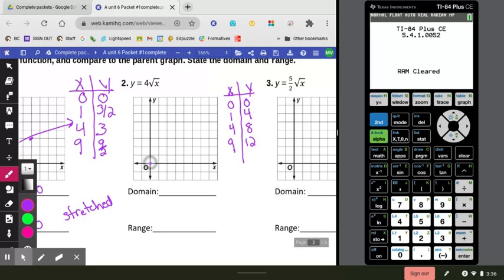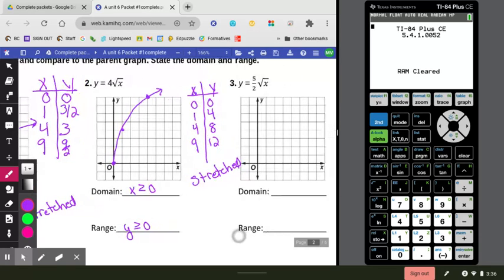Plot what we can. So 0, 0, 1, 4, 4, 8, and 9, 12 definitely isn't going to fit. So you can see this is stretched significantly more. It goes up much higher before it starts to curve. Our domain is still x is greater than or equal to 0, and our range is still y is greater than or equal to 0. Because domain is all the x values, range is all our y's.